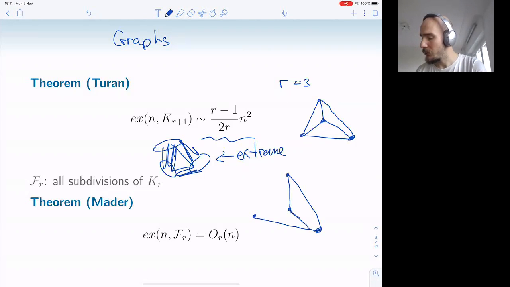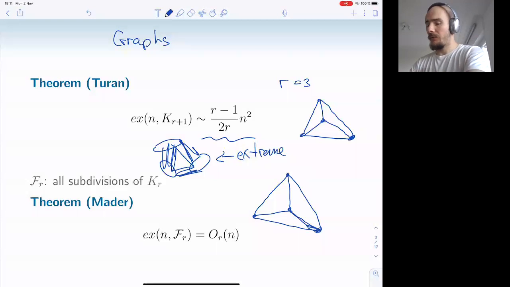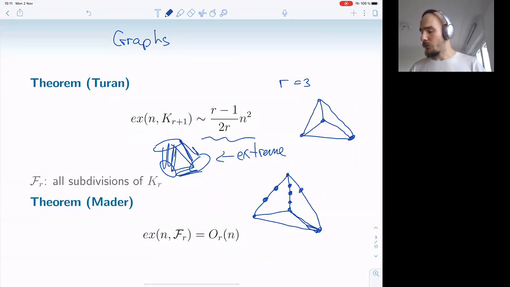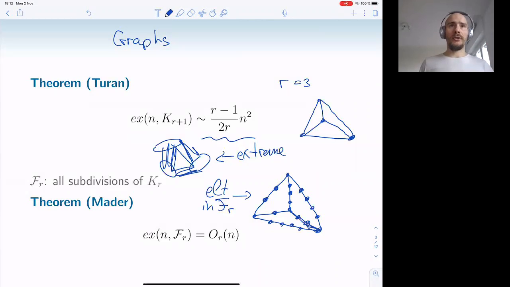So this was our graph K4, and a subdivision of this graph is just the same kind of structure, but with an arbitrary number of vertices on each edge that is subdivided. So this is an element in F_r. And if we forbid all these structures, then, as I said, the extremal number becomes much smaller.